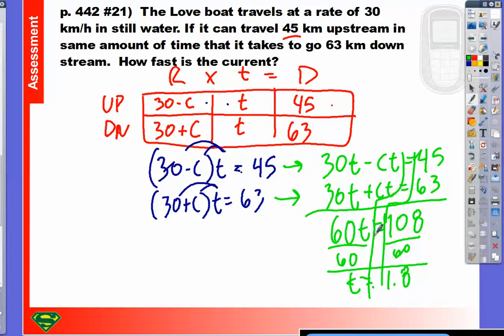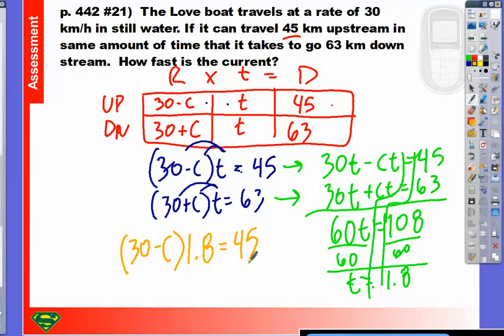So do I have my solution? No. We want to figure out how fast the current is. So that means I have to plug my T into my equation. So I have 30 minus C, and I could use either equation, times 1.8 is equal to 45. So go ahead and solve for C. And you will get an answer of 5.